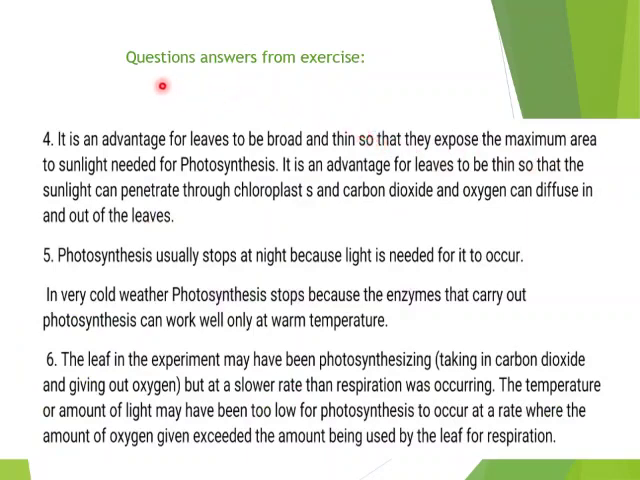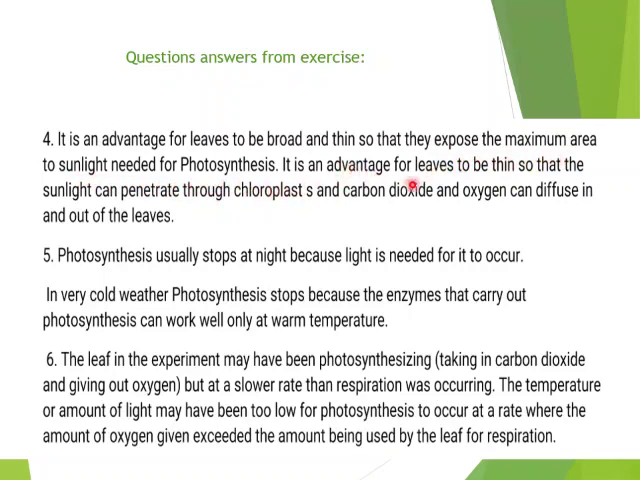Now question answers. We're going to do three question answers today. You have to follow the same method: prepare your journals with a blue pen, pointer, and margin your lines. Now question number 4: why is it an advantage for most leaves to be broad and thin? I know you know the answer. We have studied already that if the leaves are broad and thin, they can get maximum area of sunlight, and this will be helpful in photosynthesis.